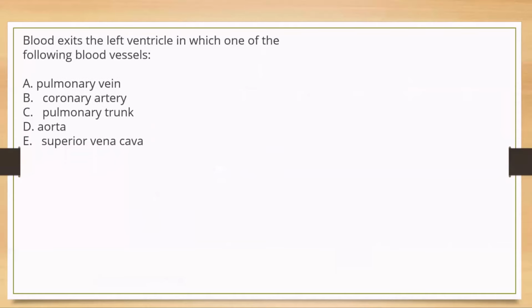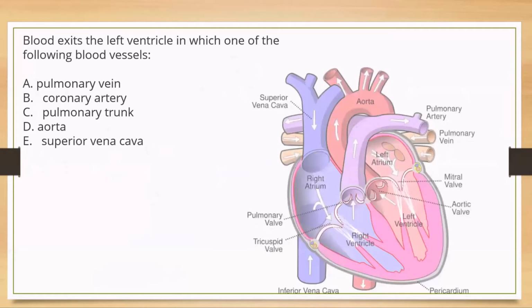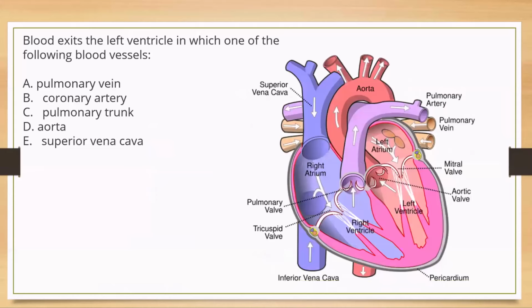Blood exits the left ventricle in which of the following blood vessels? Again, we've talked about it already. With the same diagram, we're talking about the left ventricle, so blood leaving the left ventricle through this vessel. What do you know that vessel? Definitely the aorta. So your answer here is D.